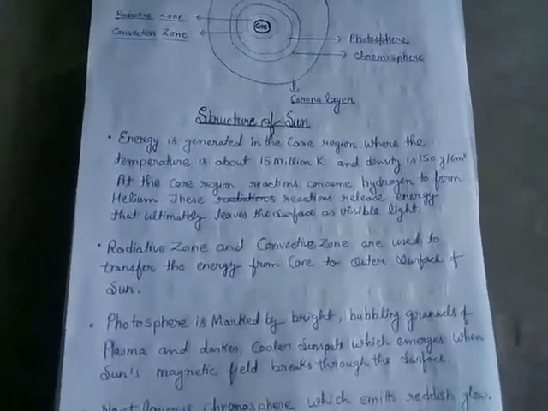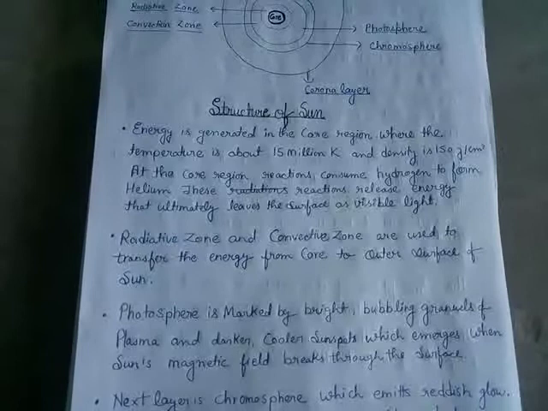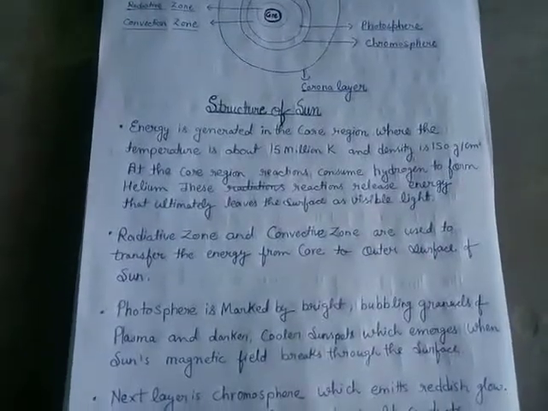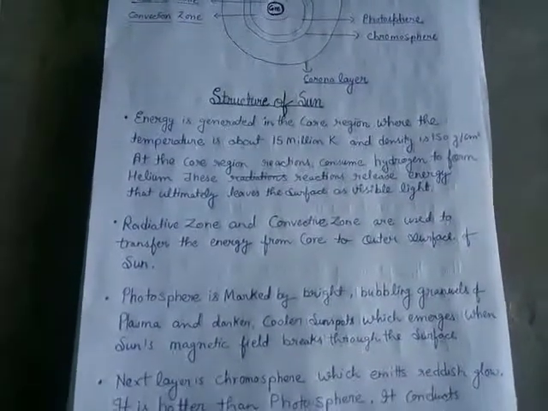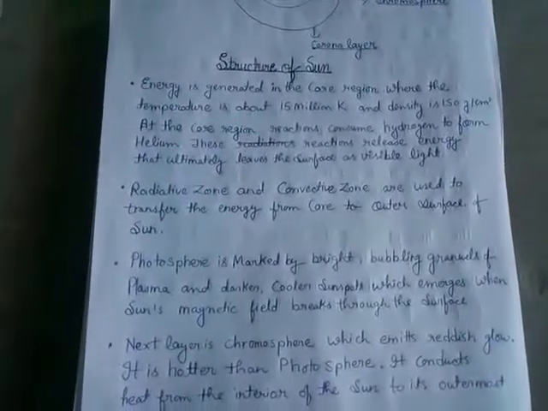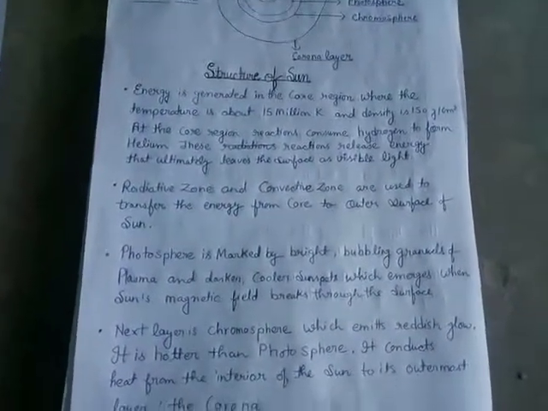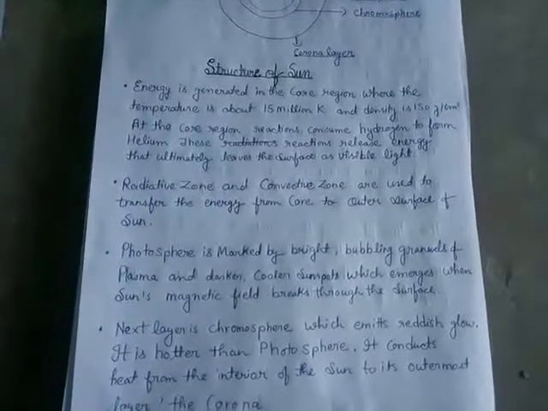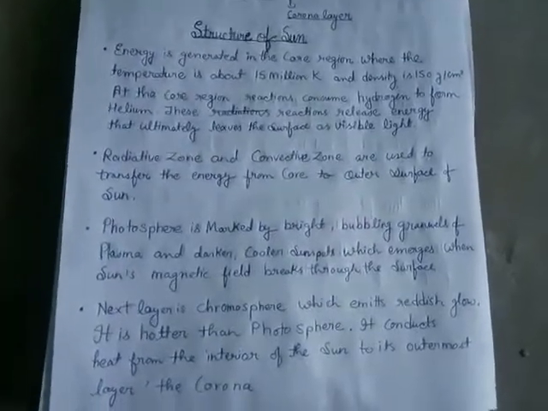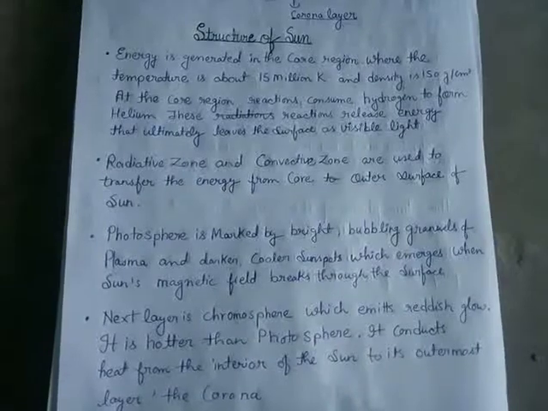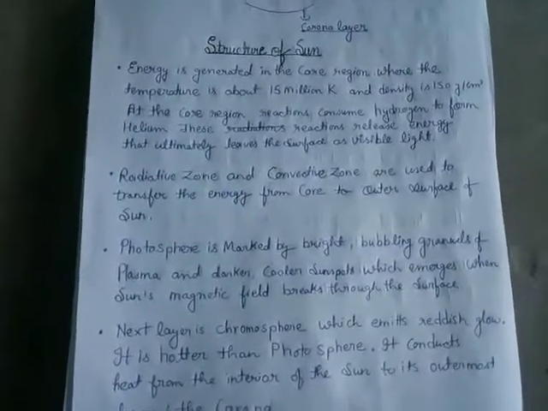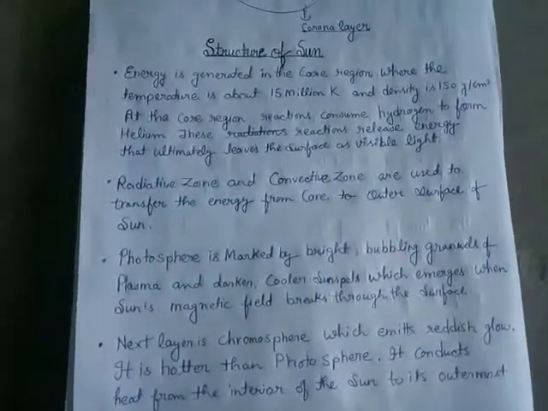Photosphere is marked by bright bubbling granules of plasma and darker cooler sunspots which emerge when Sun's magnetic field is disturbed. The next layer is chromosphere which emits reddish glow. It is hotter than photosphere. It conducts heat from the interior of the Sun to its outermost layer, the corona. The temperature of chromosphere is higher than the photosphere.